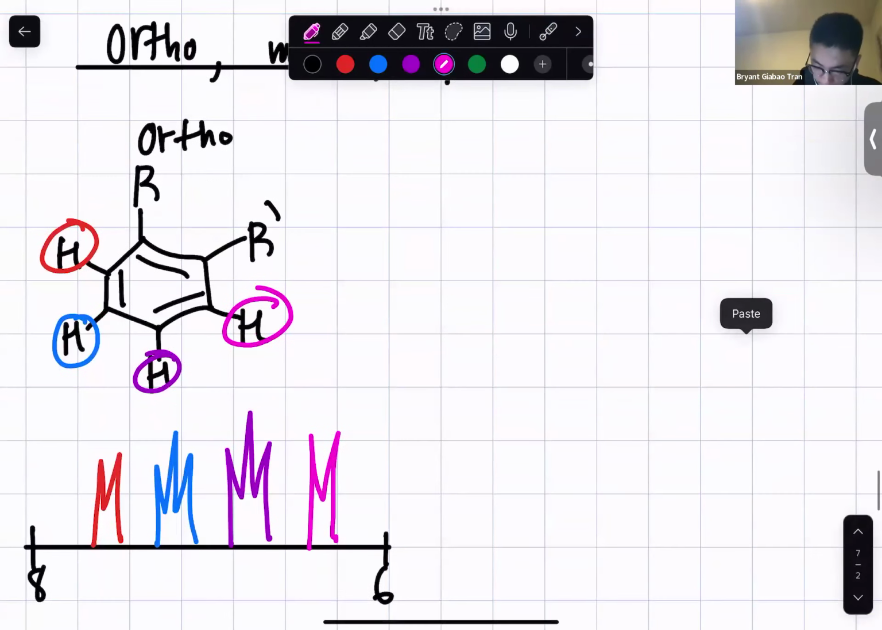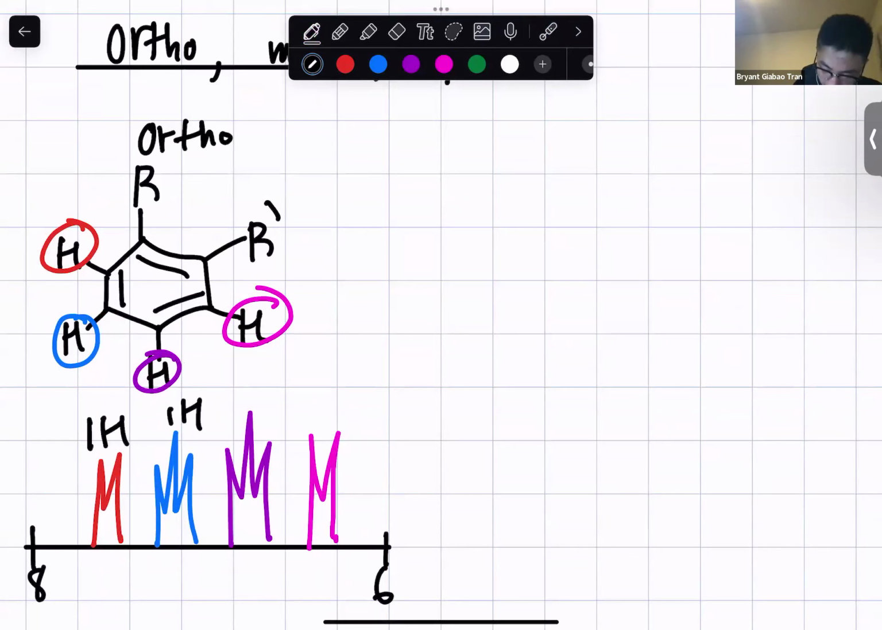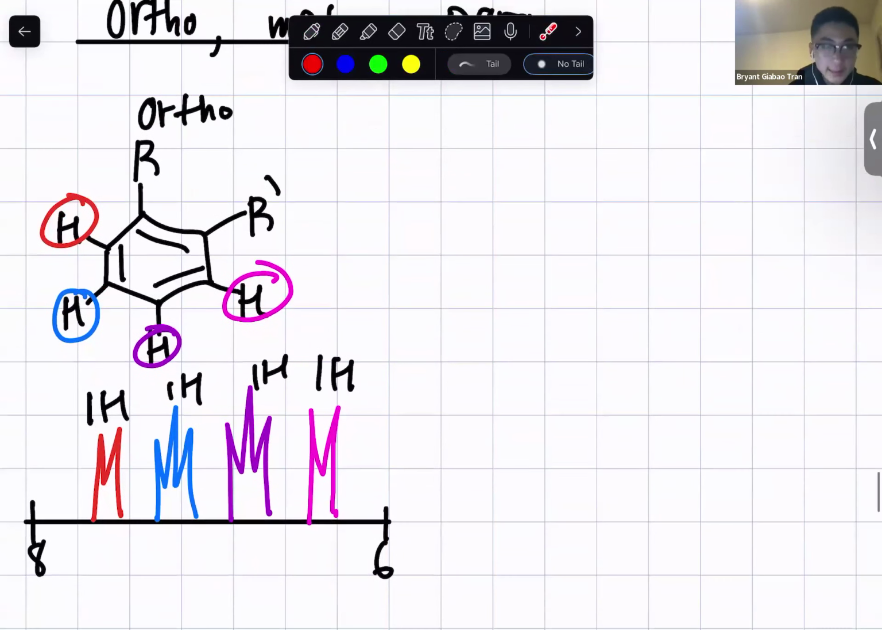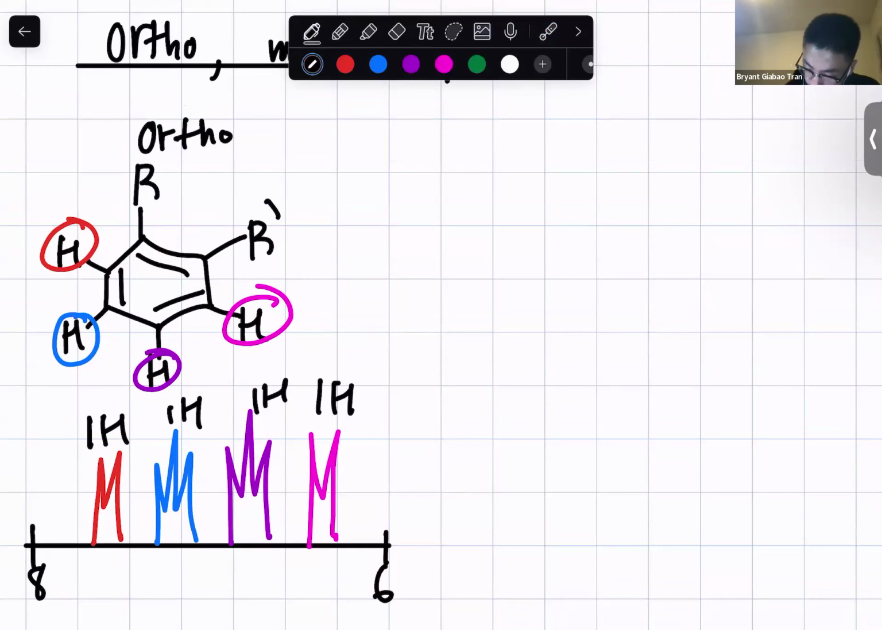Okay, so if you see this pattern where all of these peaks represent one hydrogen, then you know that you have an ortho relationship benzene ring. And this is more important for midterm 2, because you learn more about benzenes in the ortho, meta, para positions in midterm 2.